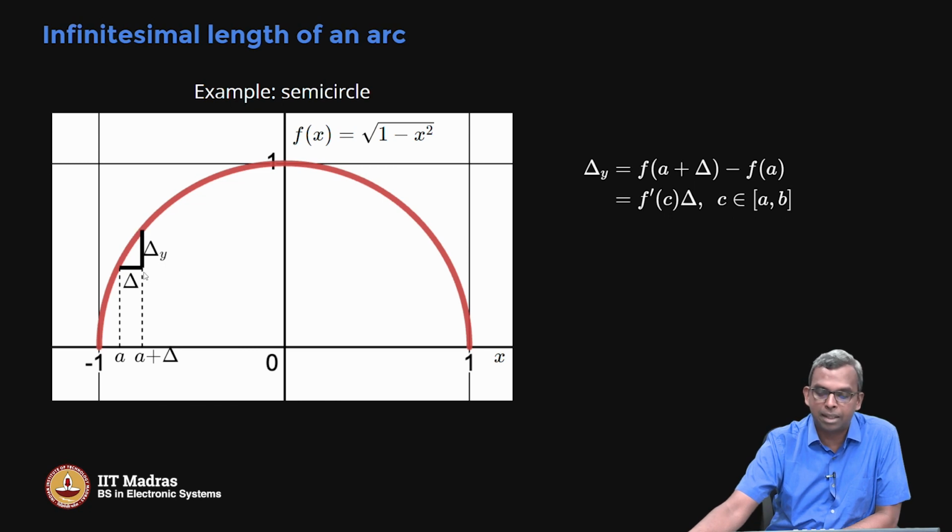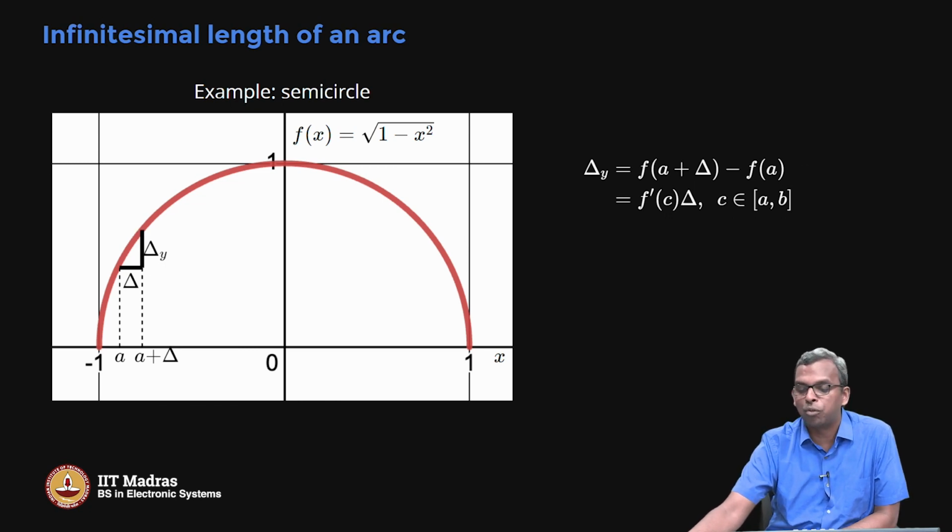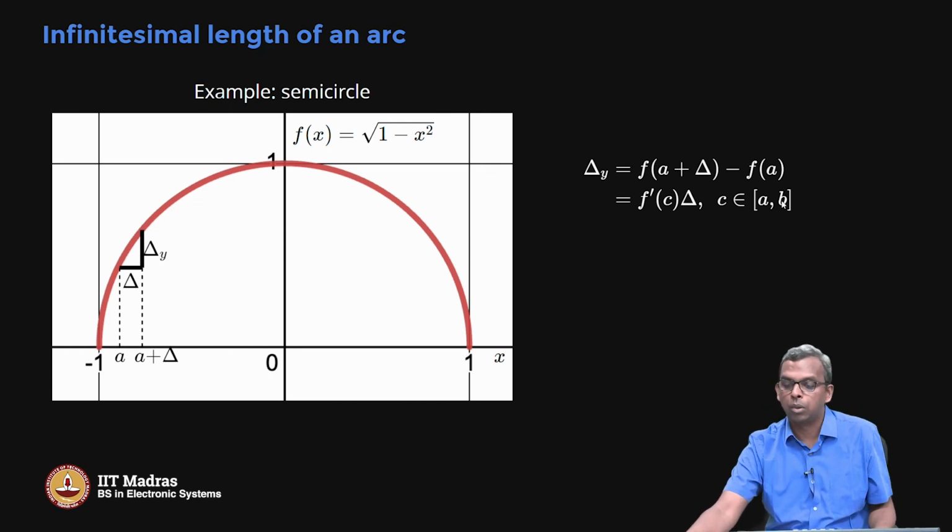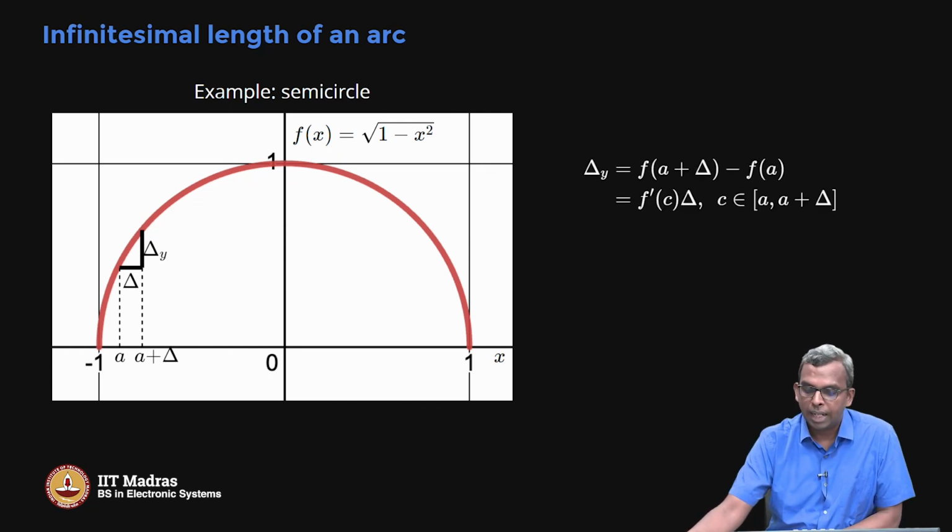f of a plus delta minus f of a. But now we have our wonderful mean value theorem to thank again. I know that there is a c between a and b, where b is actually a plus delta. So delta y is f of a plus delta minus f of a, and that we know from the mean value theorem is equal to f prime of c times delta for some c in that interval.